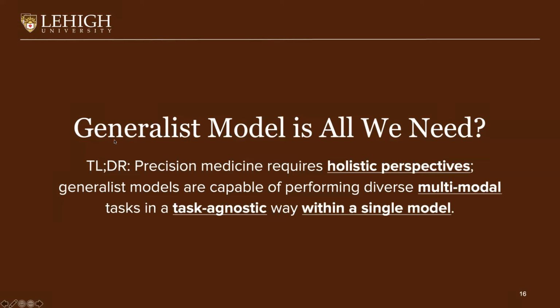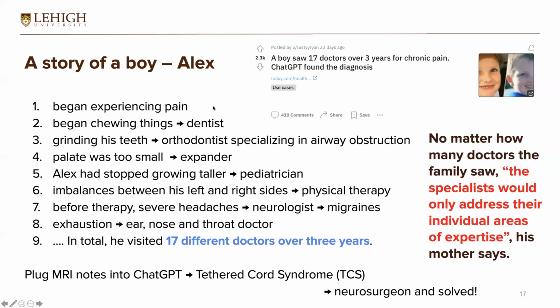Our project is trying to build a generalist model. Do we really need it, and why? I will explain in the following part. For example, here is a short story about Alex. Alex began with an experience with painting, then went to check with the dentist. After getting some issue from his teeth, if he still didn't feel well, he also looked for other people, such as a physical therapist and a throat doctor, until he finally solved his problem. And it's real news.